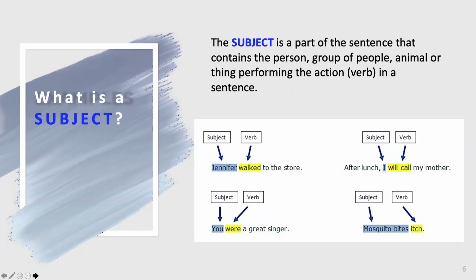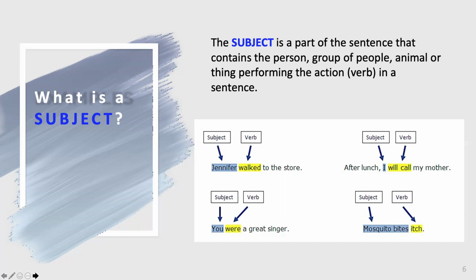Now, what is a subject? Well, this is something that you have been studying since you were young and beautiful in elementary school. So the subject is the part of the sentence that contains the person, group of people, animal, or thing performing the action. Remember, the action is the verb in a sentence. So here you have these examples where a person is the subject and then there is an action which is executed by the subject. Check the first sentence, we have the very first word: Jennifer walked to the store. You were a great singer.